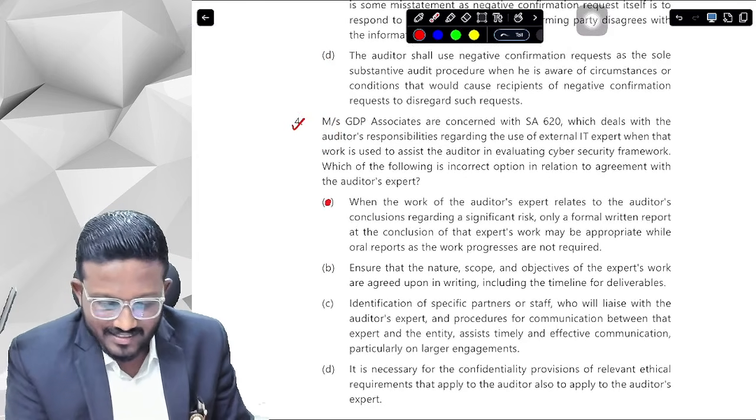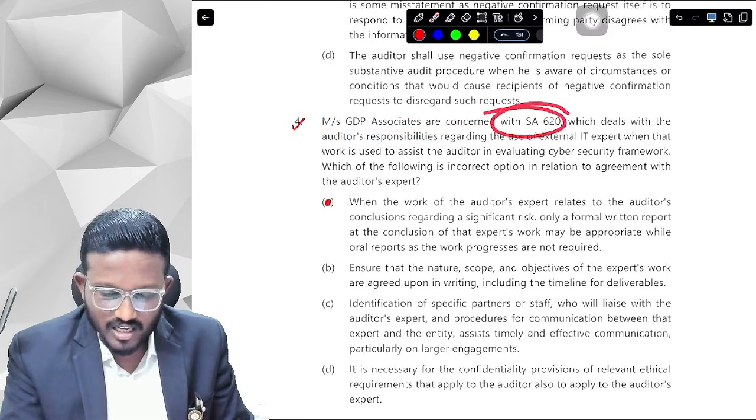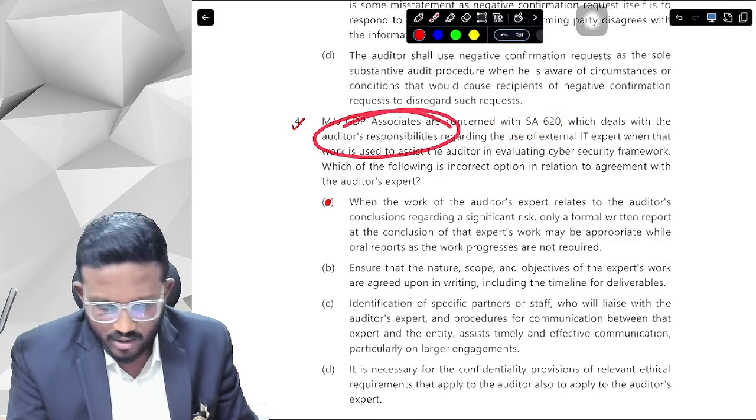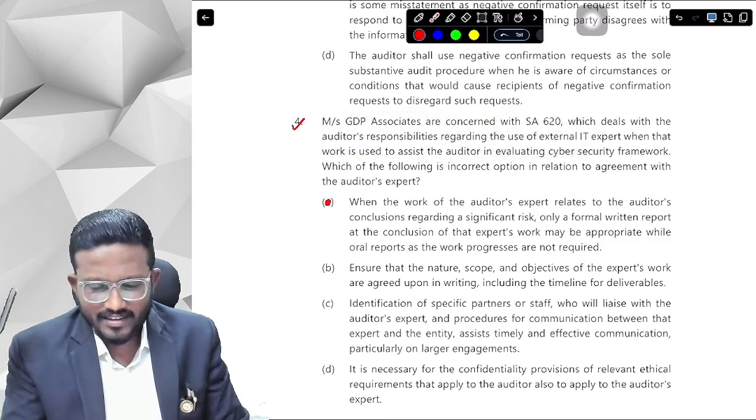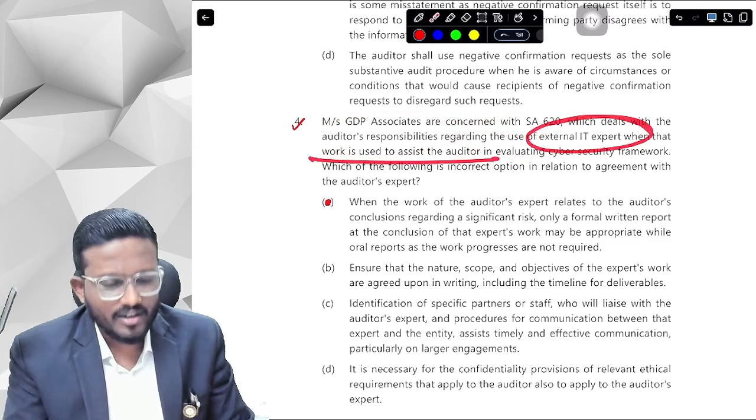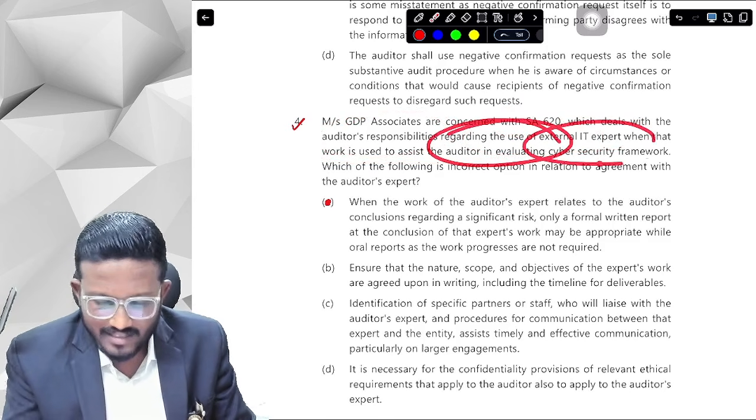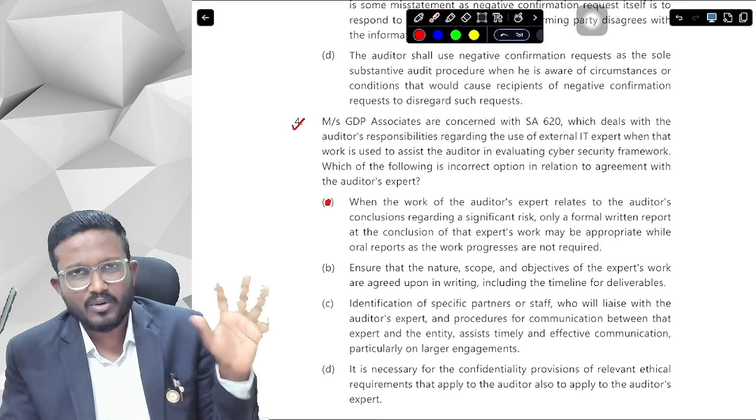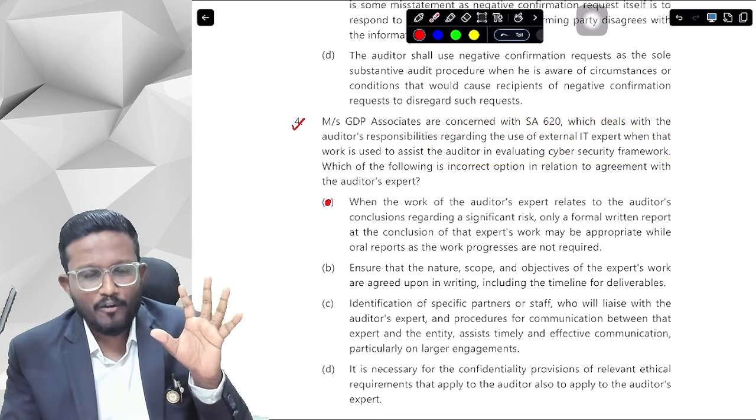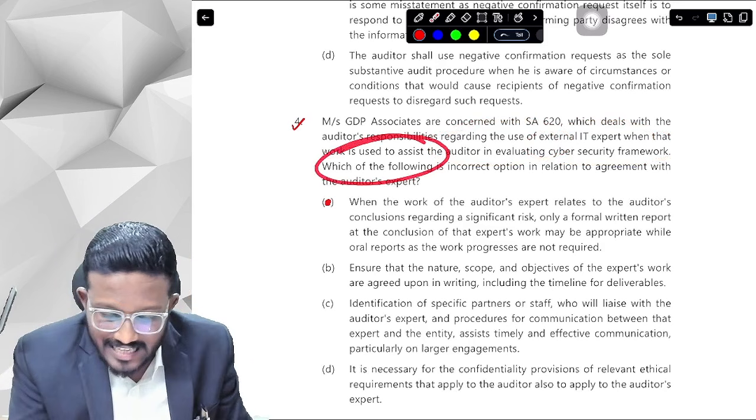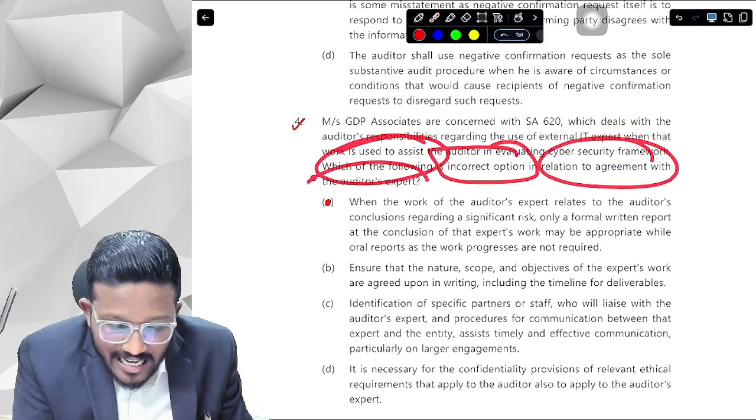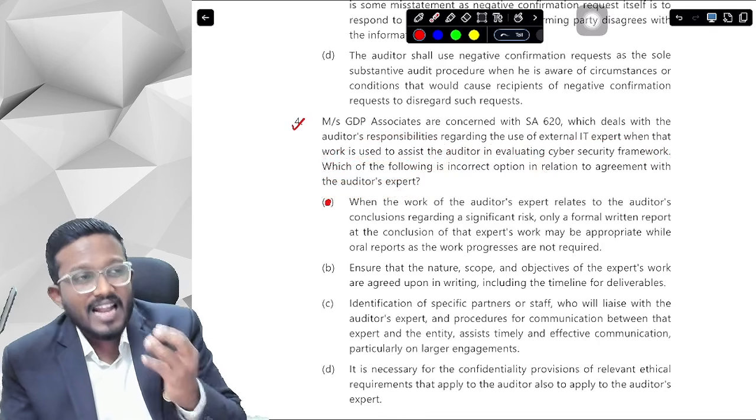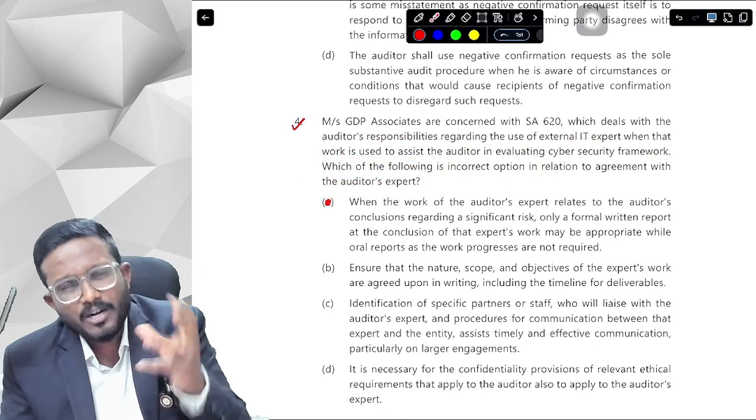It says that there is this particular CA firm which is concerned with SA 620, which deals with auditor responsibilities regarding the use of external auditor's expert when that work is used to assist the auditor in evaluating the cyber security framework. So basically SA 620 deals with the auditors using the work of auditor's expert. Now, which of the following is the incorrect option in relation to agreement with the auditor's expert? So while preparing agreement with the auditor's expert, which is the incorrect option?